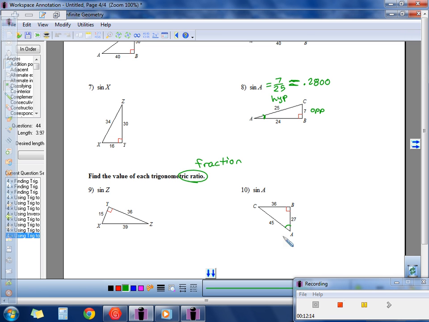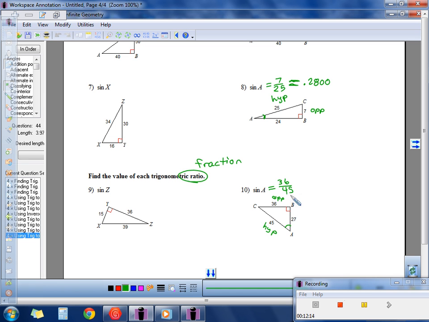Sine is what over what? Opposite over hypotenuse. So I need to mark my opposite side. Where's opposite? And where's my hypotenuse? 45. Those are the two pieces I need. From there, I can write my fraction. 36 is our opposite, and 45 is the hypotenuse.